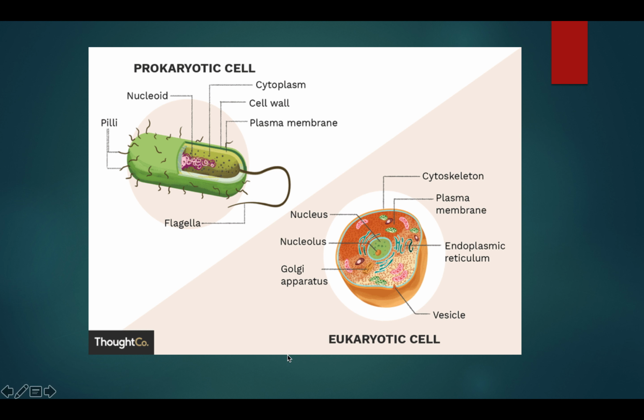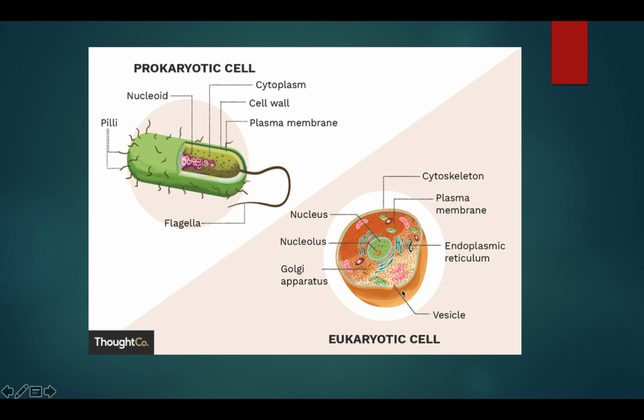Okay, this is a simple diagram. As you can see, the prokaryotic cell has the nucleoid. That's the genetic material, right in the center. It does not have a nucleus, does not have a nucleolus, doesn't have any other organelle. It's all floating in the cytoplasm.